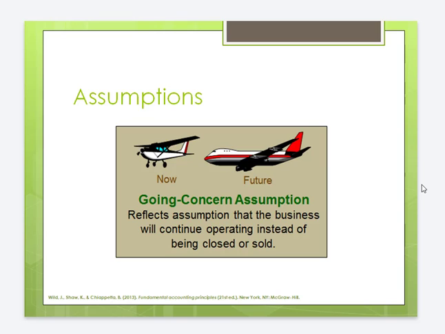And this is important from a financial reporting perspective because if a company was going to go out of business the next month, or within a couple of months, then it may be necessary to restate some assets to liquidation values and that sort of thing. So from a generally accepted accounting principles perspective, we have to assume that the company is going to be a going concern, meaning that they are going to continue operating indefinitely.